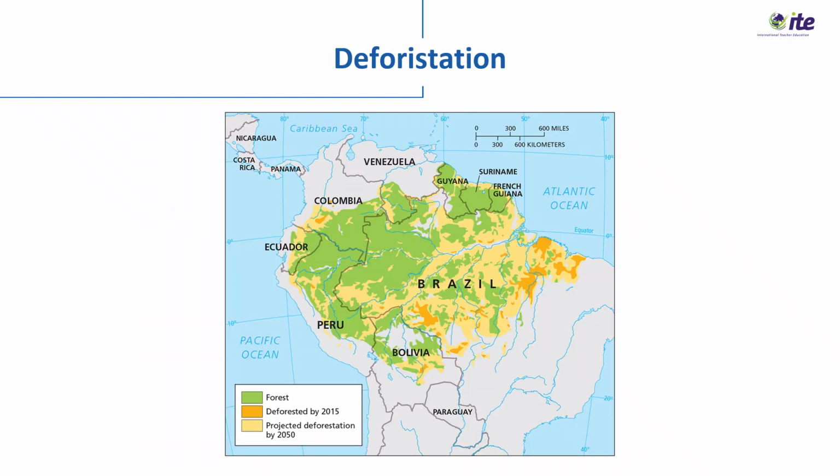Deforestation is one of the greatest threats to tropical rainforests. Large areas are cleared for agriculture, logging, or mining. Two major negative impacts include loss of biodiversity. Countless plant and animal species lose their habitat.